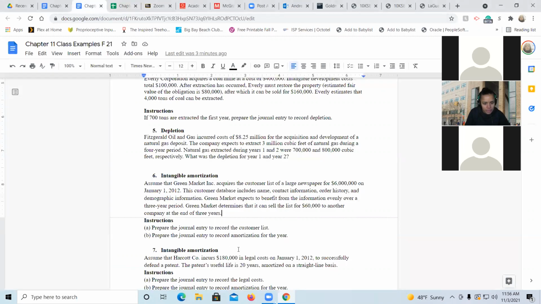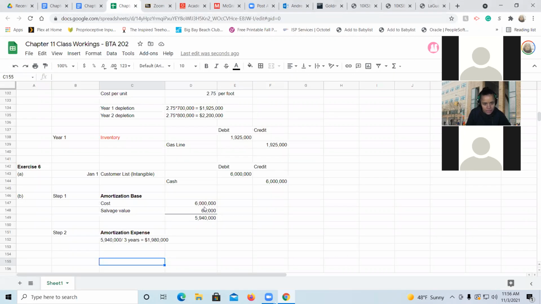Okay, so prepared, but it's not done. Prepare the journal entry to record the amortization for the year. So we've got the number, but we need the journal entry. So here goes the journal entry. It's going to be amortization expense. No inventory for this one. This is not inventory. This is a straight expense.